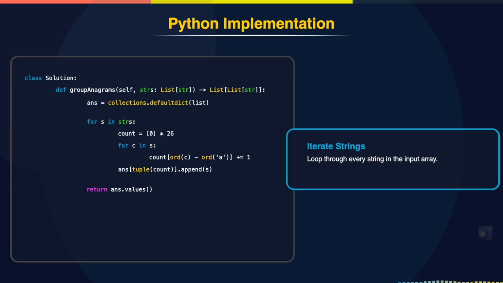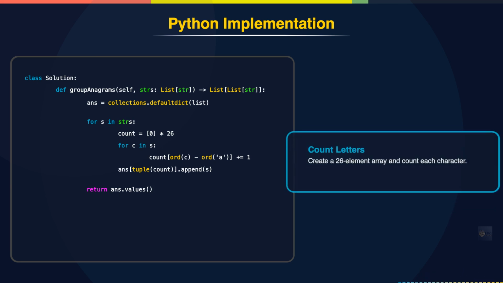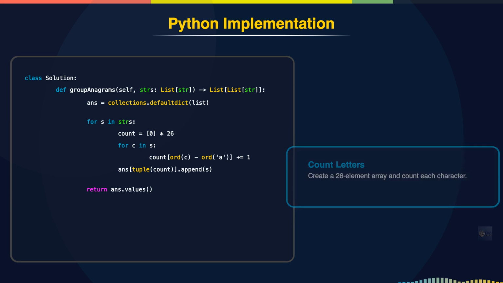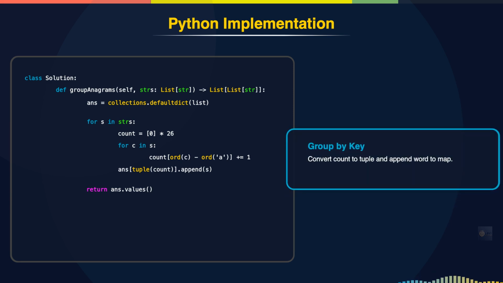For each string, we create a count array of 26 zeros, representing each letter from A to Z. Then, for every character in the string, we calculate its index by subtracting the ASCII value of A from the character's ASCII value. We increment that index in our count array. Because a list cannot be a hash map key, we convert our count array into a tuple. We then append the original string to the list associated with that tuple key.